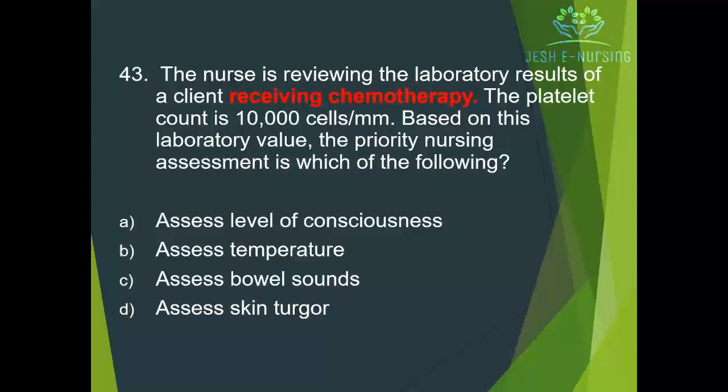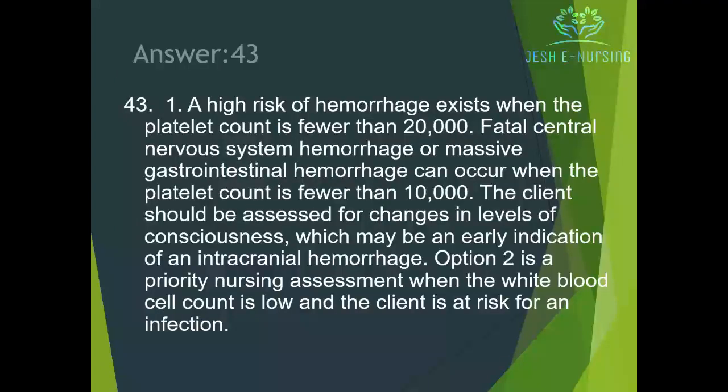Once the count comes to 10,000, there will be central nervous system involvement. So we need to monitor closely. Assessing the level of consciousness is very important, because you need to identify whether the central nervous system is involved. That's the priority assessment. Also, hemorrhage in the central nervous system is possible once it comes to the 10,000 level.